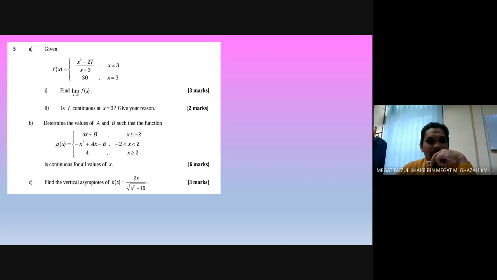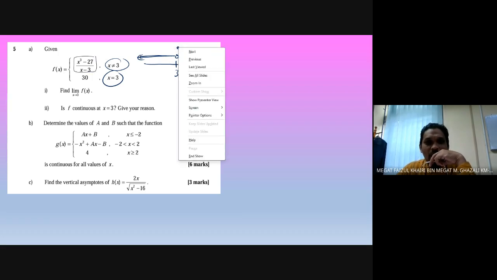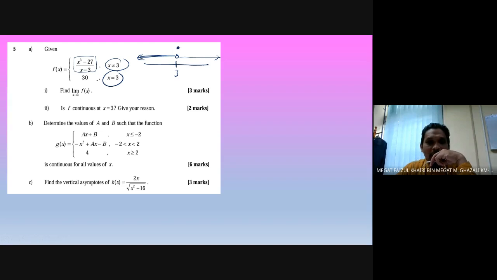Okay, so now find the limit as x approaches 3. So class, based on this, there's a number line with 3. So x is not equal to 3. x is not equal to 3 belongs to this equation. And when x is exactly equal to 3, then the value of y equal to 30. So we need to find out whether there's a limit of this function or not.